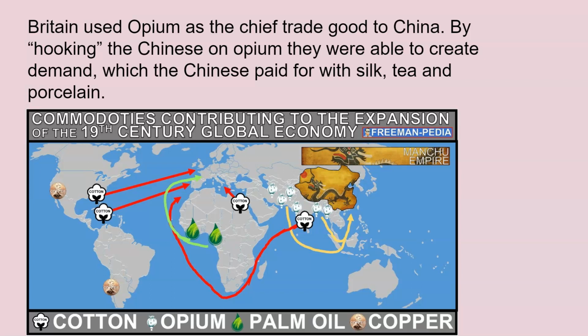And what they basically did was they hooked the Chinese on opium, which creates a demand for British opium that comes from, as you can see on the map, predominantly the areas north of India, Afghanistan, and areas like that that were all controlled by Britain. And to pay for that opium, the Chinese paid with silk, tea, and porcelain. We'll get into the next video and talk about the fallout from that.